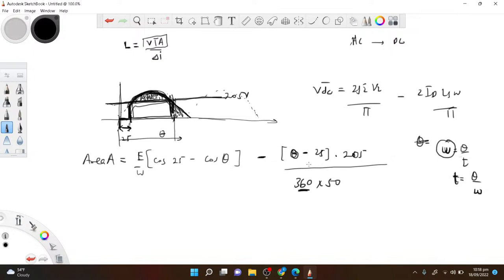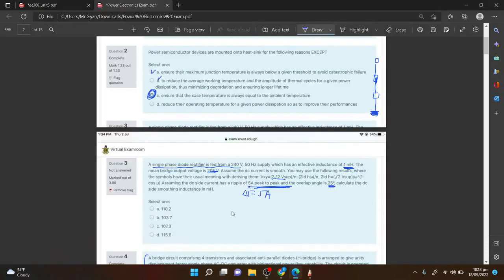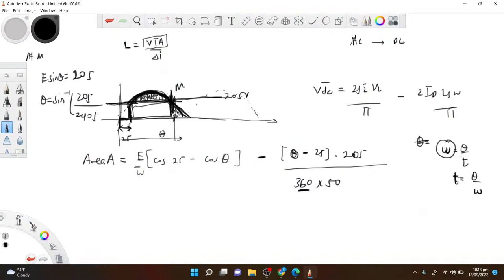So the only thing we don't know here is this theta. But we can find theta at this point, where the curve intersects with this line. At point M, E sine theta, the sine curve, is equal to 205 because they intersect at that point. So theta is equal to sine inverse of 205 over E. E is the peak voltage, root 2 times 240. So kindly calculate sine inverse of 205 over 240 root 2.